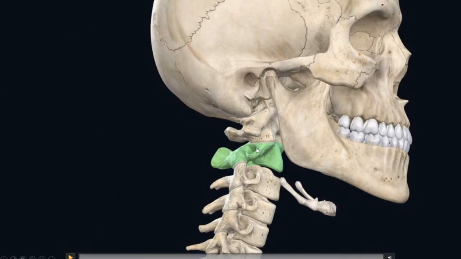Showing the C2, where it articulates with the C1 through the C1-C2 joint. It's also worth noting the C1 and the occiput articulation, which is happening here. The main movement of the occiput-C1 joint is nodding of the head.